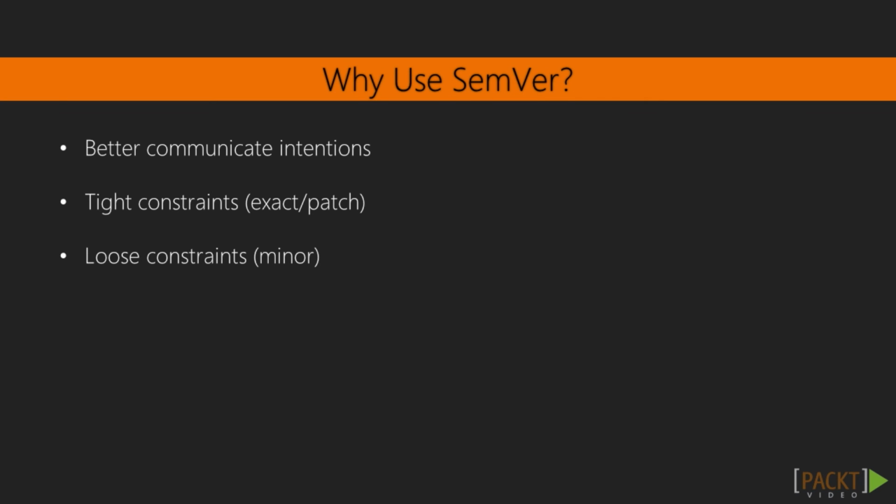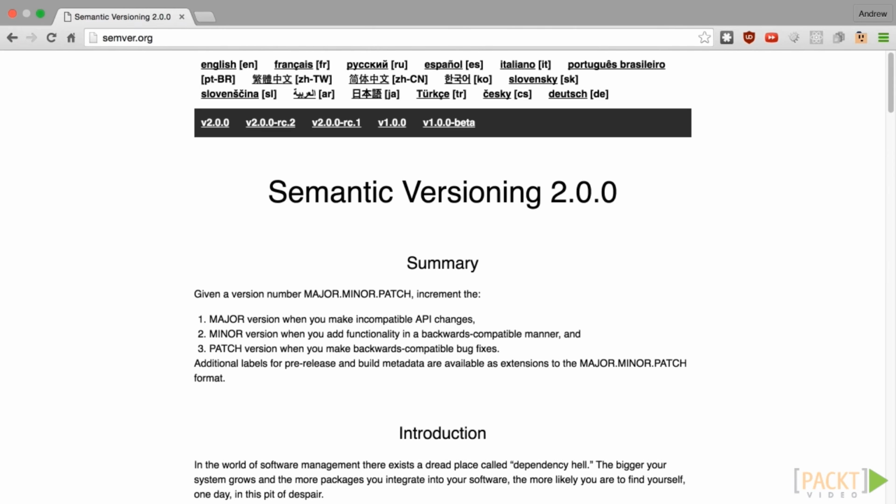Semantic versioning allows the dependency to better communicate its intentions. If the application is very important, the developer can choose to use the exact version of the dependency or only update to bug fixes. If the application is not that important, the developer can choose to make the requirements looser and make the maintenance of the application simpler. Check semver.org if you want to learn more about it.